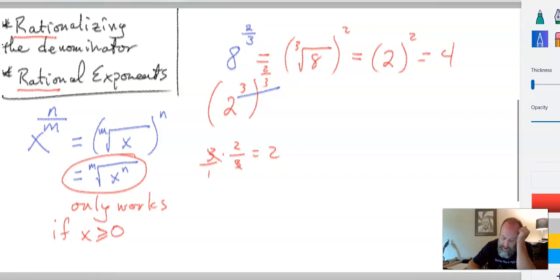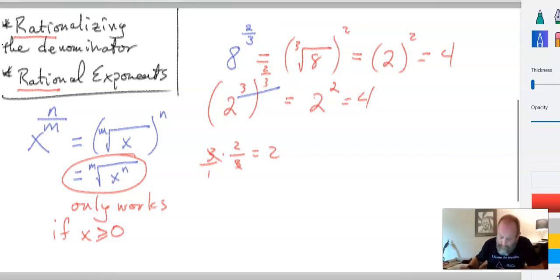So that means now this is equal to 2 squared, which is 4. So that's a second way to work this out. If you rewrite the number in terms of its prime factorization, sometimes you can simplify these things this way. So this is basically how it works, right?